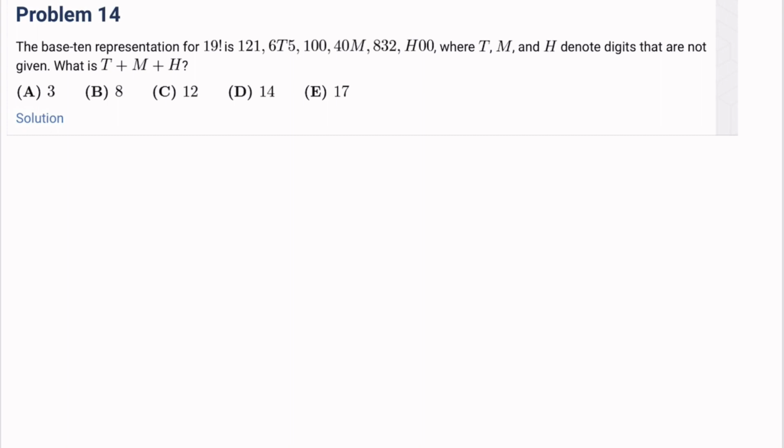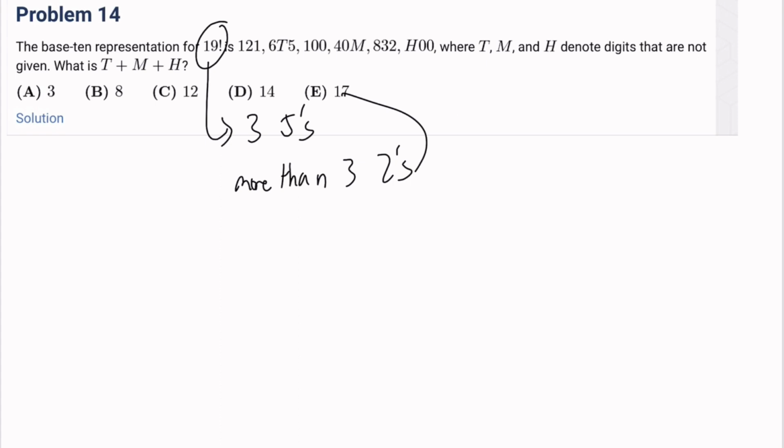Okay, so for this problem, first of all, we can know what the value of h is, right? Because 19 factorial includes 5 and 10 and 15, so there are three fives, and there are more than three twos, so that means there are 3 tens. And so the last 3 digits are all going to be 0, 0, 0, right? And so the last three digits are h, 0, 0. That means h equals 0.